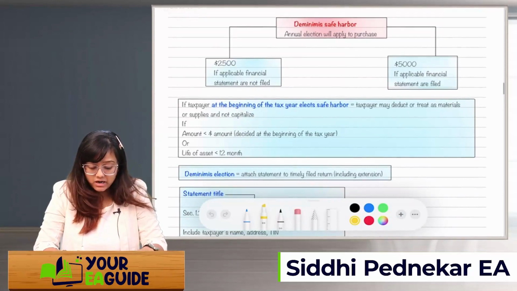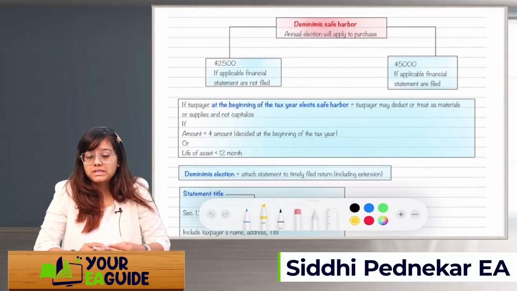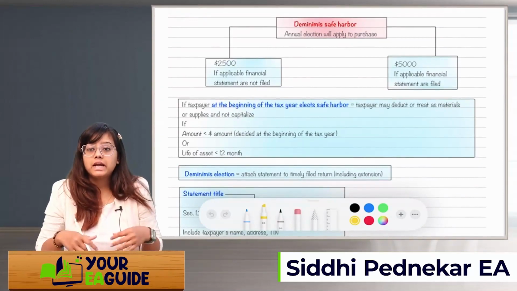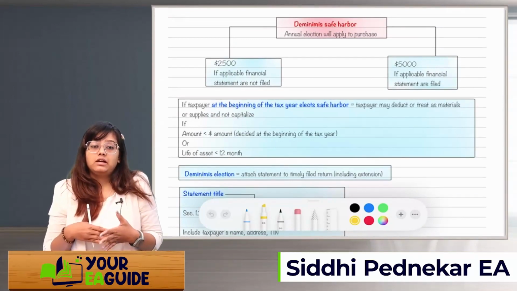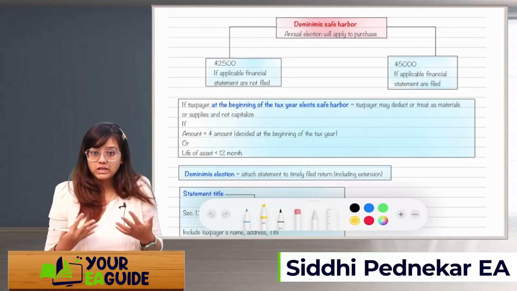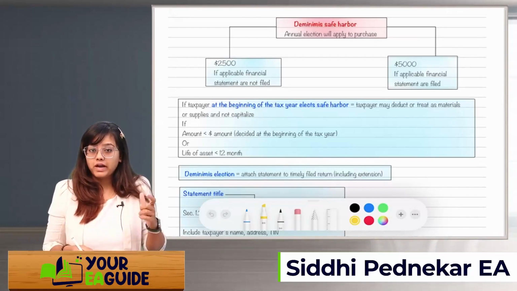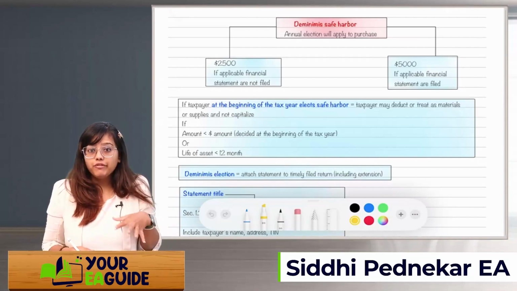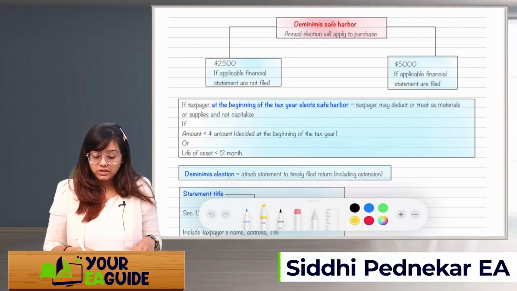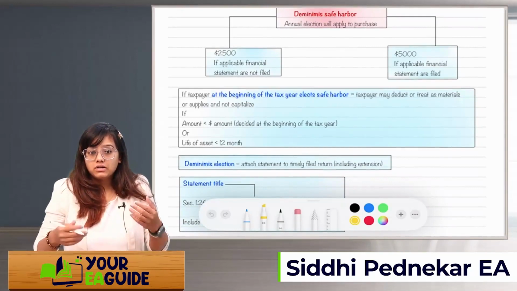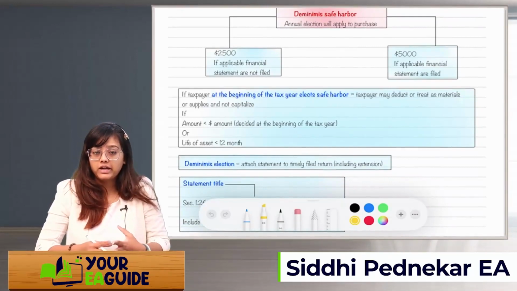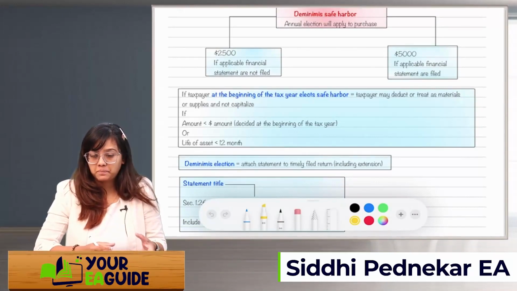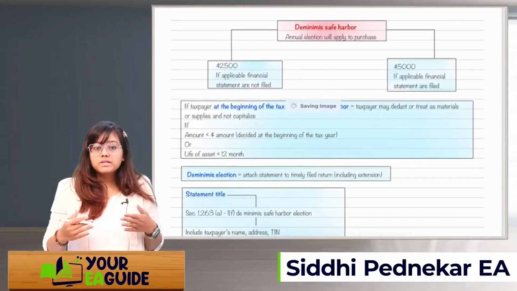Next is the de minimis safe harbor rule. That is very simple. If you elect to apply the de minimis safe harbor rule, and the annual financial statements are not filed to the IRS, then whatever amount you purchased the asset for, if that asset is up to 2,500, you can directly take it as an expense in your profit and loss statement. All right, de minimis safe harbor rule.